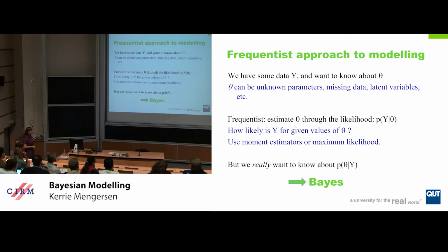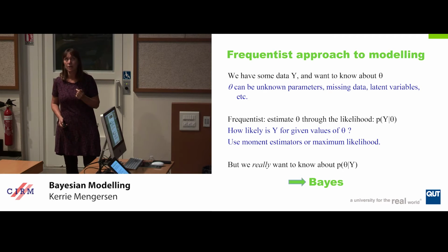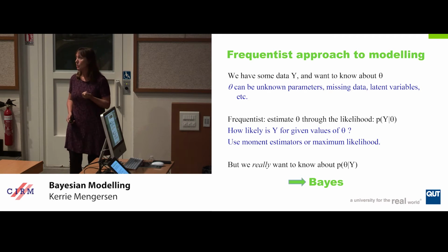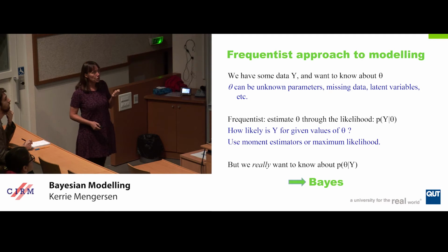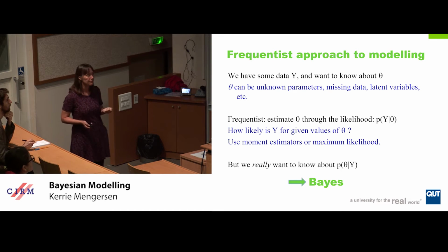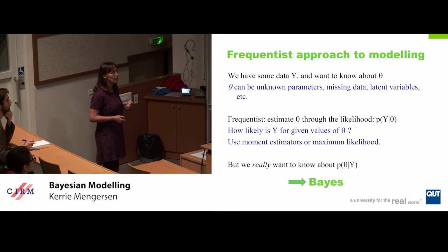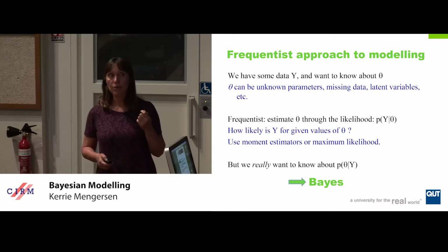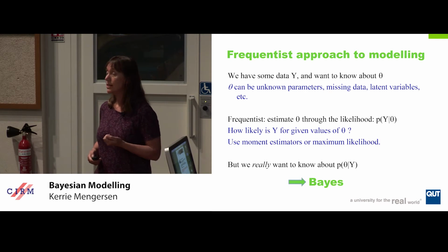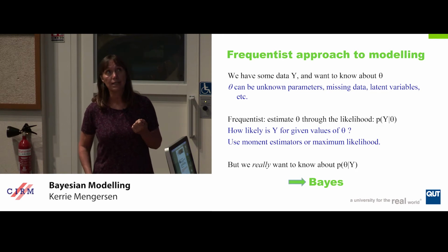So it's just two different ways of thinking about the same equation when we're looking at modelling. Our frequentist approach to modelling would say we have some data y and we want to know about theta, and what we would do then is look through our likelihood, so p of y given theta. So how likely is y for different values of theta, and we can use moment estimators or maximum likelihood. What we really want to know about is p of theta given y.